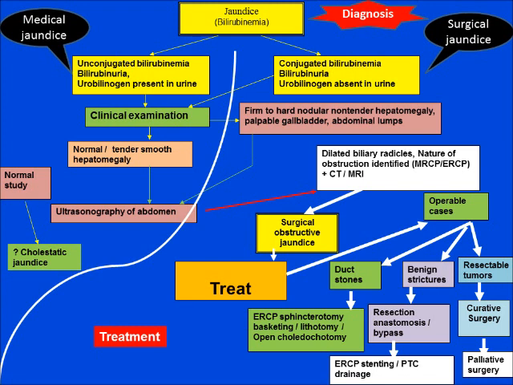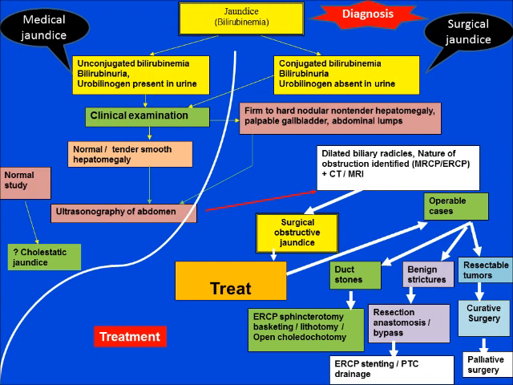Following this, the first investigation to be done is the transabdominal ultrasound of the abdomen to find out about the dilated biliary radicals. If there are no dilated biliary radicals, and the ultrasonography is normal, then the diagnosis is medical jaundice. Whereas if you find dilated biliary radicals, then this is due to an obstruction, and the nature of obstruction and the level of obstruction have to be identified by further examinations.